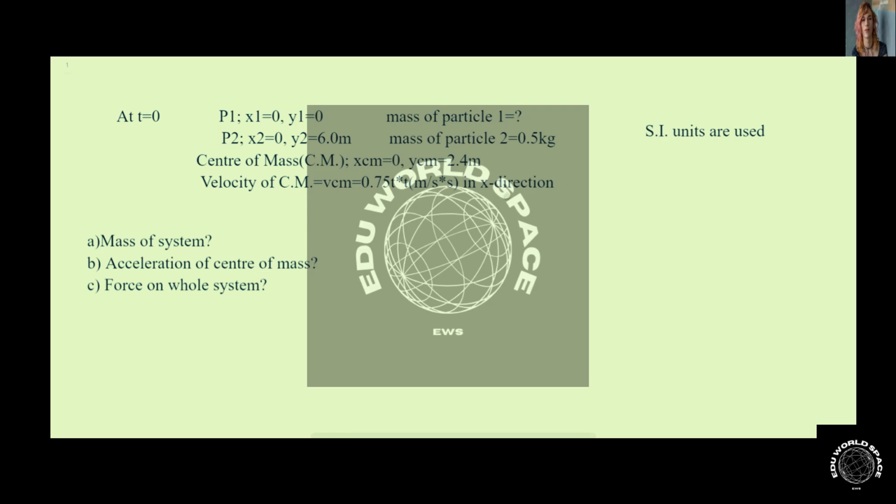We have used SI units here, and we are also given the center of mass position xcm, which means the position of the center of mass on the x-axis is 0, and on the y-axis we have 2.4 meter. We are also given that the velocity of the center of mass, VCM, is 0.75 t square meter per second cube. We should have cube here. So to make the dimension correct, we have this velocity of the center of mass in the x direction. So we have to find out the mass of the system. We also have to find the acceleration of the center of mass, and the force on the whole system.